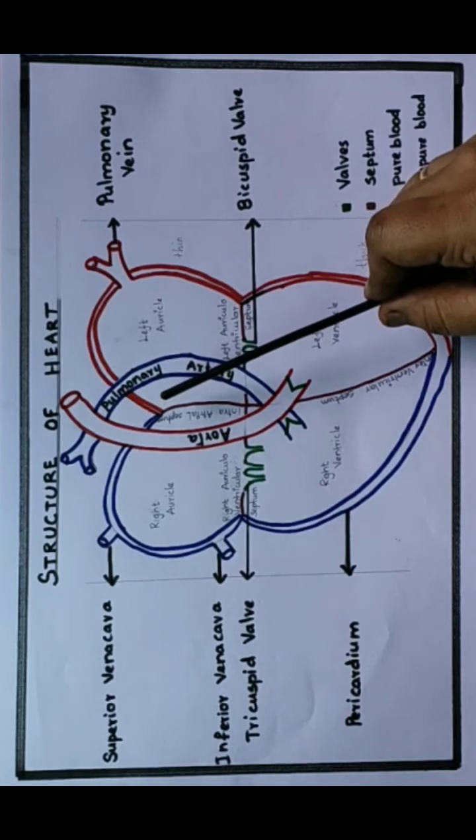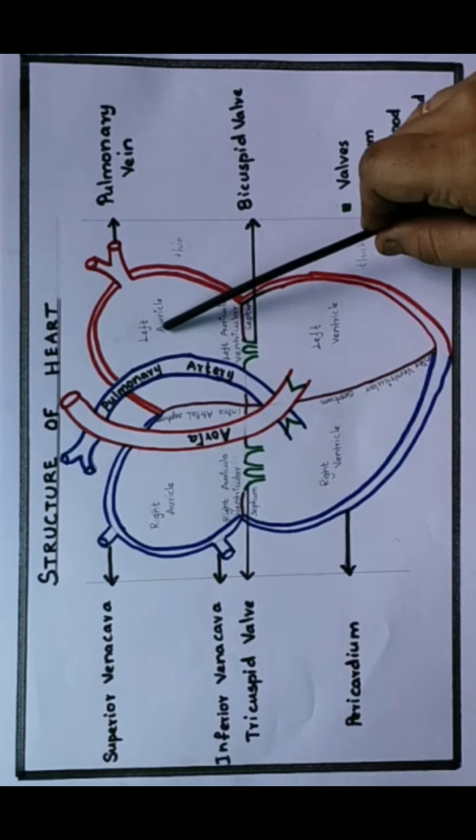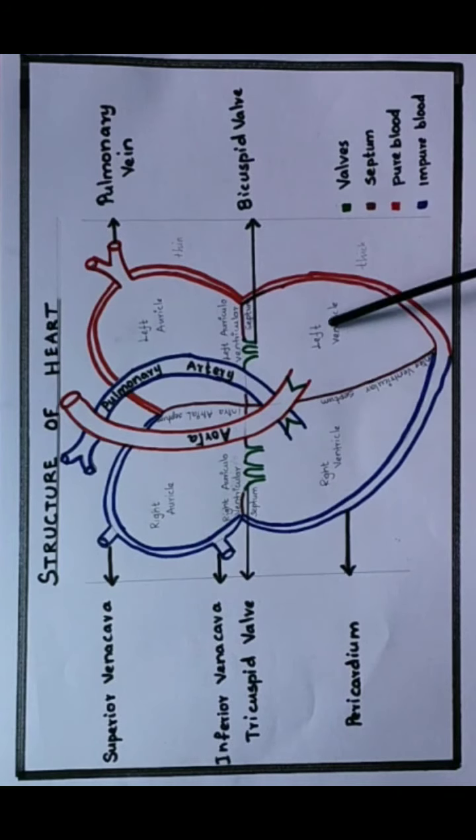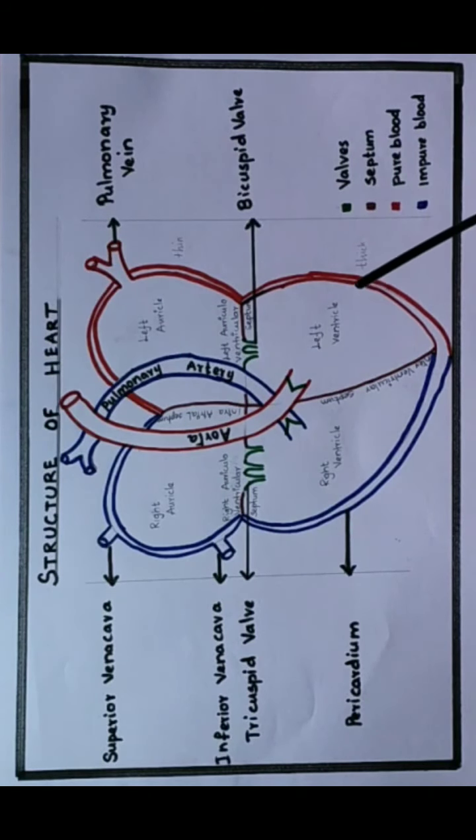Next, let me explain about the septums between the chambers. The chambers have got division. Actually, I told you there are 4 chambers, isn't it? Top 2 chambers are auricles, lower 2 chambers are ventricles. And these 4 chambers are separated from each other with the help of septum. Actually, what's the purpose of septum? Septum between the auricles as well as ventricles prevents the mixing of oxygenated and deoxygenated blood.